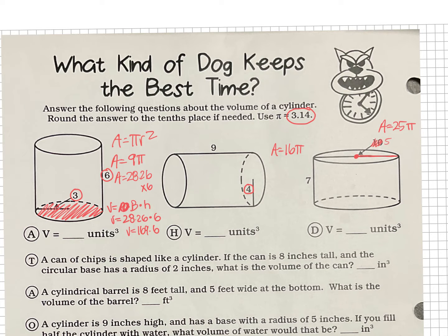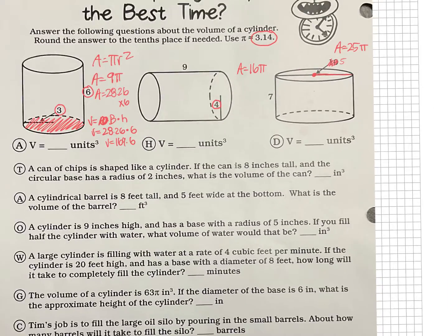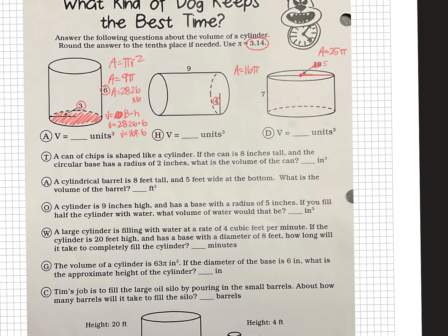So the next two should be really easy if you just multiply. Find the area of the base. Number 3 is a little hard. And then multiply by the height. All right, so letter T is pretty simple. We have another cylinder, so it looks exactly like these ones. I'm just going to draw a really quick cylinder over here, and it says its height is 8 inches tall, and it has a radius of 2. So there's my circle base, and it's got a radius of 2. So it should be pretty easy to figure that one out.